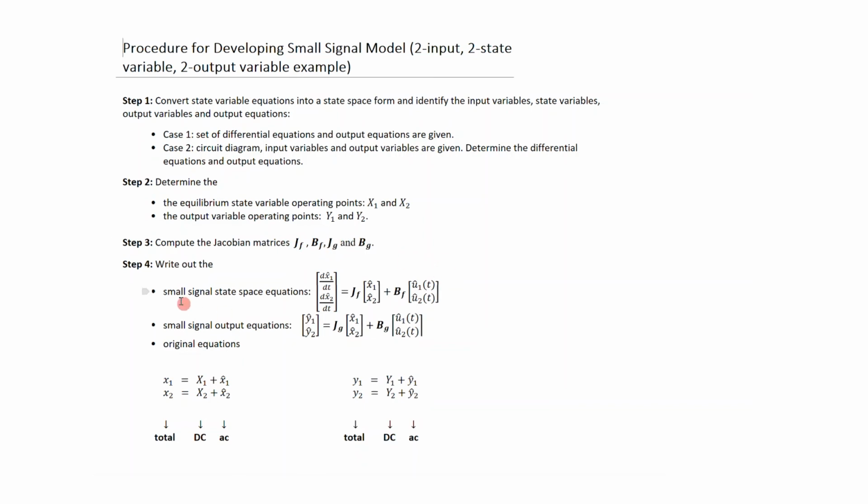And then the last step would be to write out the small signal state space equations and the small signal output equations. And then you can go back to determine what the original equations would be, where x1 would be the equilibrium value plus a perturbation, and x2 similarly, y1 and y2 similarly, as shown here.